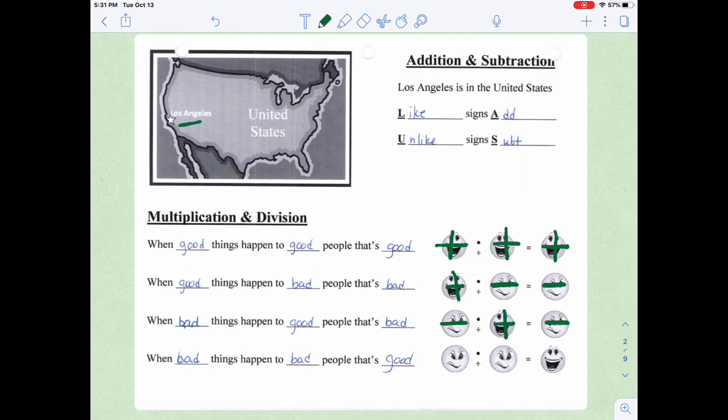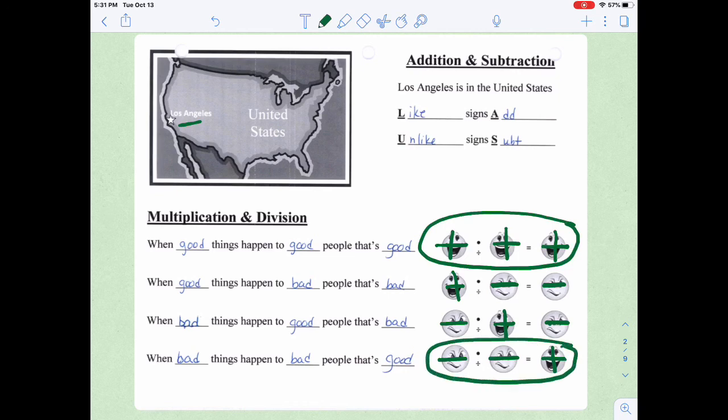And then when bad things happen to bad people, that's good. It's a little harsh, but maybe good for memorizing. So a negative divided by or times a negative is going to give me a positive. So this is what I was just saying in the last lesson. If we have same signs, we're always going to get a positive. Negative, negative makes a positive, and positive, positive makes a positive. If we have different signs, then we're always going to get a negative. Positive and a negative make a negative, negative and a positive make a negative. So that's for multiplication and division.